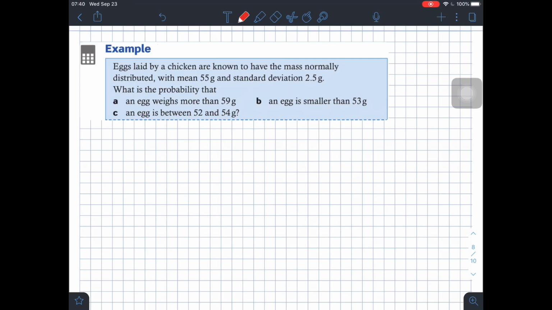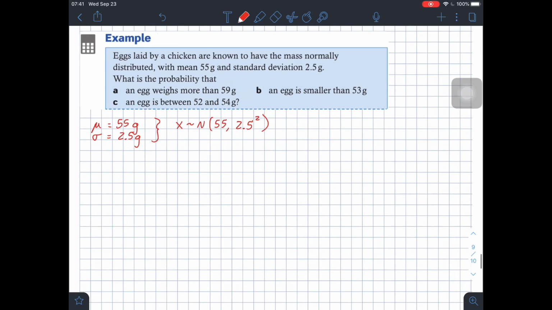Okay, so this is quite easy. It's just a real life application of normal distribution. Let's identify our information first. We know that the mean in this case, according to the problem, is 55 grams, and that the standard deviation is 2.5 grams. So it tells us that it's normally distributed, so we can write this as X is normally distributed with a mean of 55 and a standard deviation of 2.5. Remember here we need to write the variance, so we're going to write 2.5 squared, okay? That's how we represent the normal distribution.